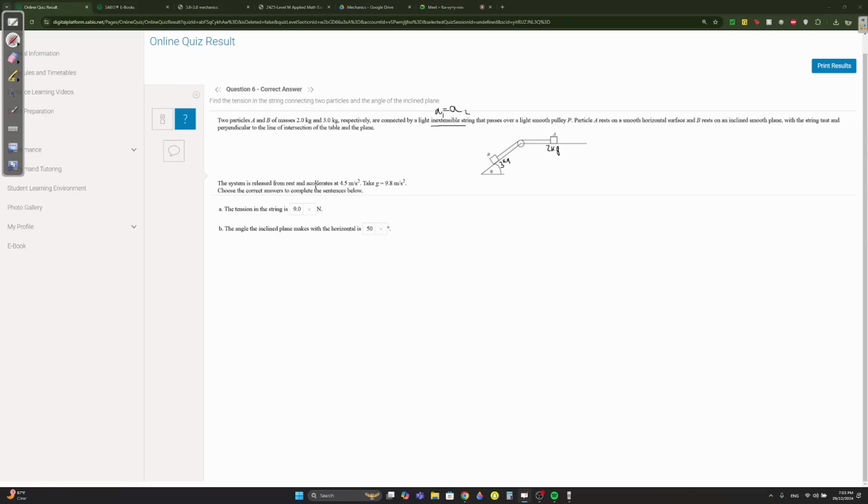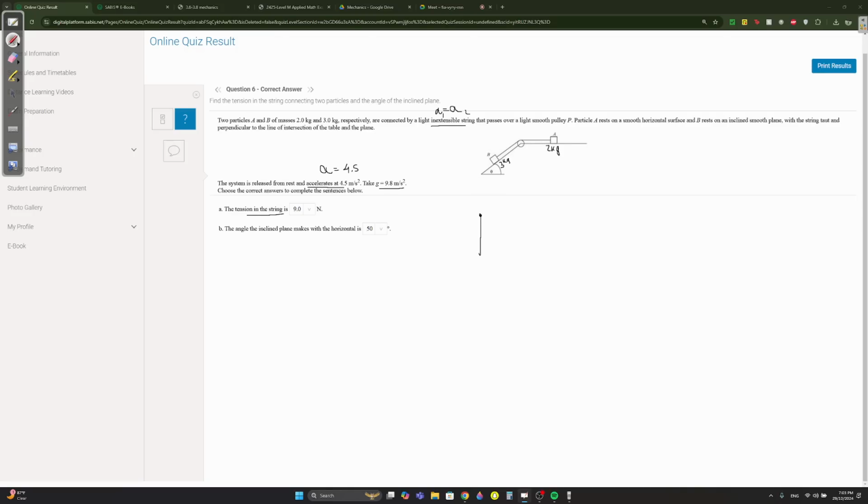Okay. The system is released from rest and accelerates at 4.5 meters per second squared. So a is equal to 4.5. Take g equals 9.8. What's the tension? Okay, I'm going to draw two FBDs. I'm going to start with block A and then block B.